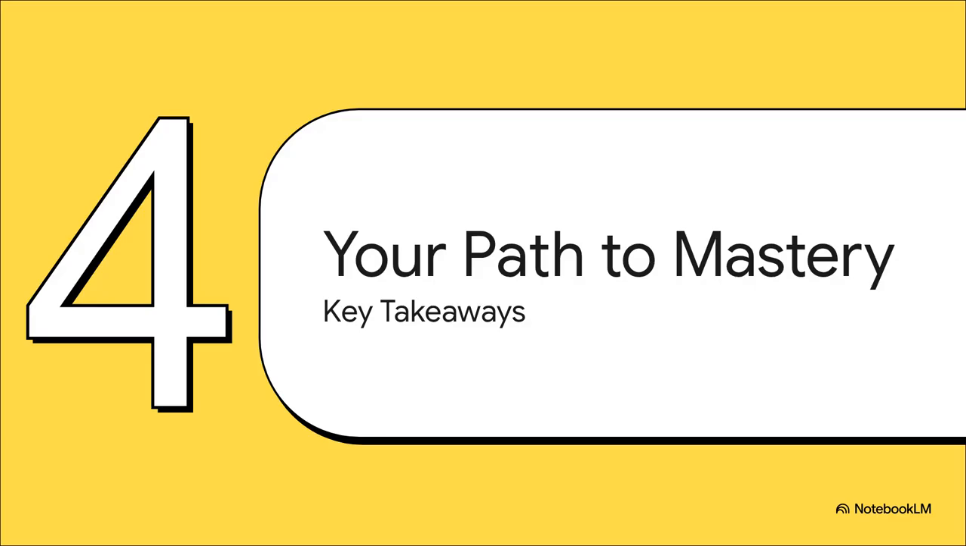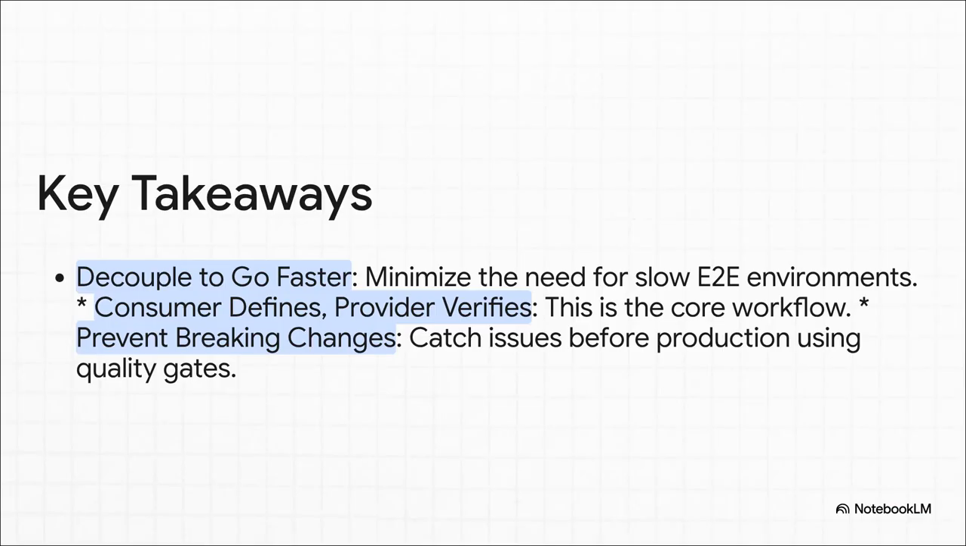All right, let's bring this all home. We've covered a lot of ground, but if you only remember a few things from this entire explainer, make it these key points. This is your path to mastering this. Here are your 3 big takeaways. Number 1, decouple to go faster. This whole thing is about replacing those slow, brittle E2E environments with lightning-fast, reliable feedback. Number 2, the workflow is always the same. The consumer defines the rules, the provider verifies them. And number 3, the ultimate goal here is to prevent breaking changes by catching them automatically long before they ever get near production.